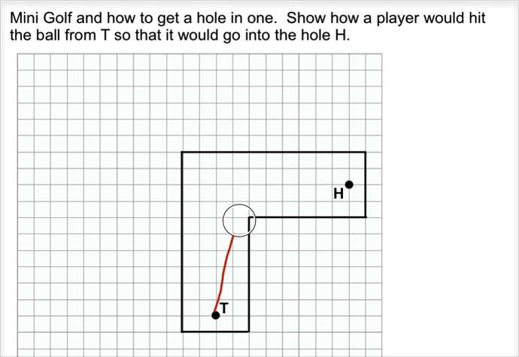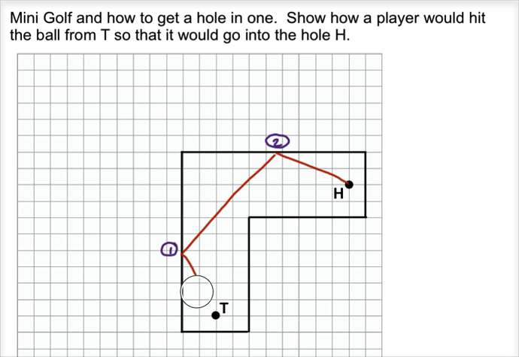So I can't bank it off of one wall. I'm going to have to bank it off of two walls. So I'm thinking it looks like I might be able to bank it off the left, bounce it up off the top, and then make it into the hole. So if that's the situation, I'm at least thinking that the first spot it's going to hit the wall is somewhere over here. The second spot it's going to hit the wall is somewhere up there, and that's going to eventually make it into the hole.